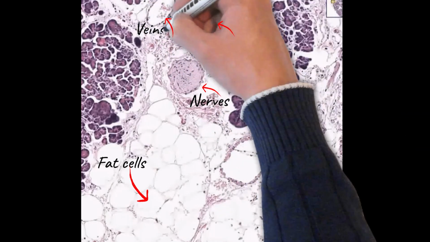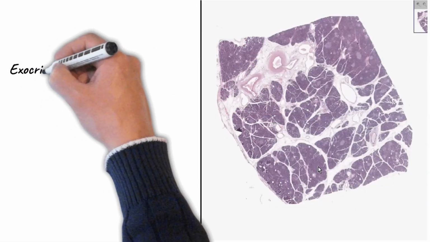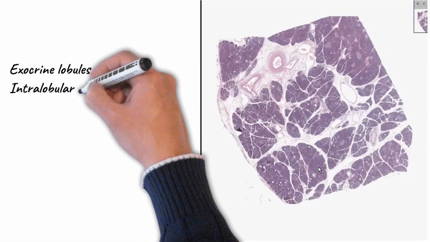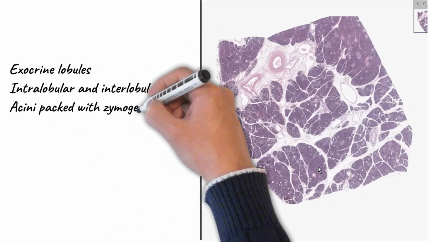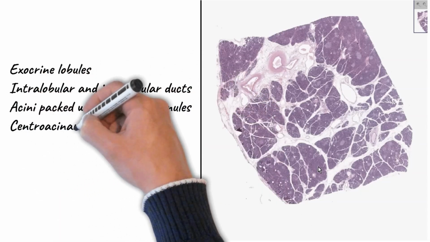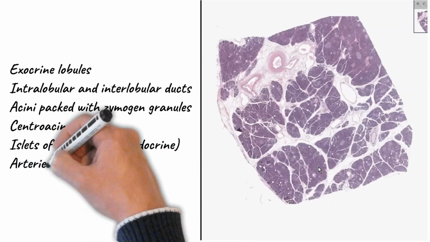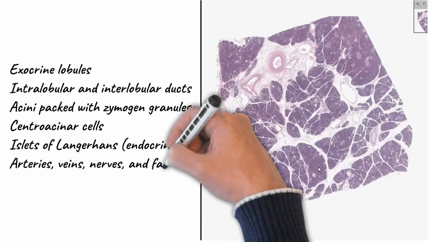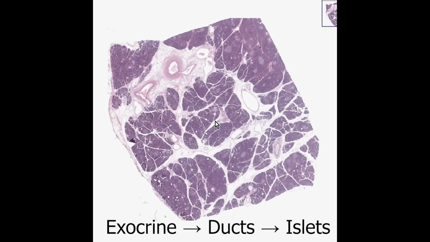Now, in summary, on this single slide, we can confidently identify exocrine lobules, intralobular and interlobular ducts, acini packed with zymogen granules, centroacinar cells, islets of Langerhans, which are endocrine, and arteries, veins, nerves, and fat. Once you recognize these components, the pancreas becomes one of the easiest ones to identify on the histology slide. And always remember, exocrine, 2 ducts, 2 islets.